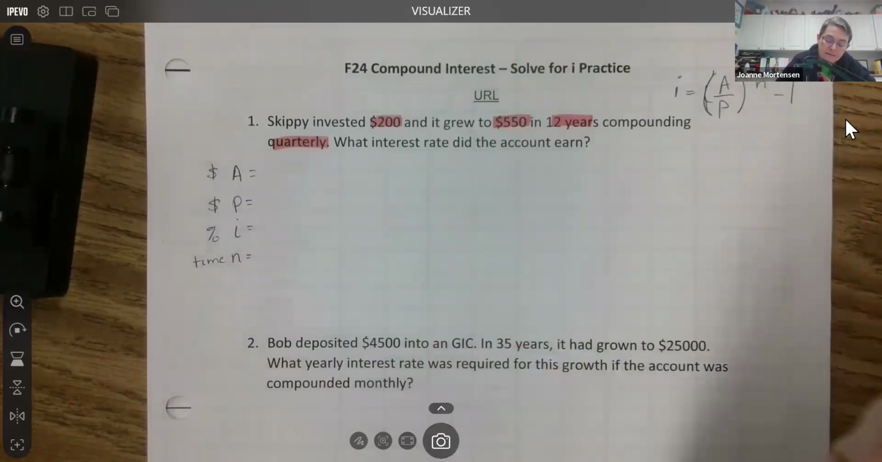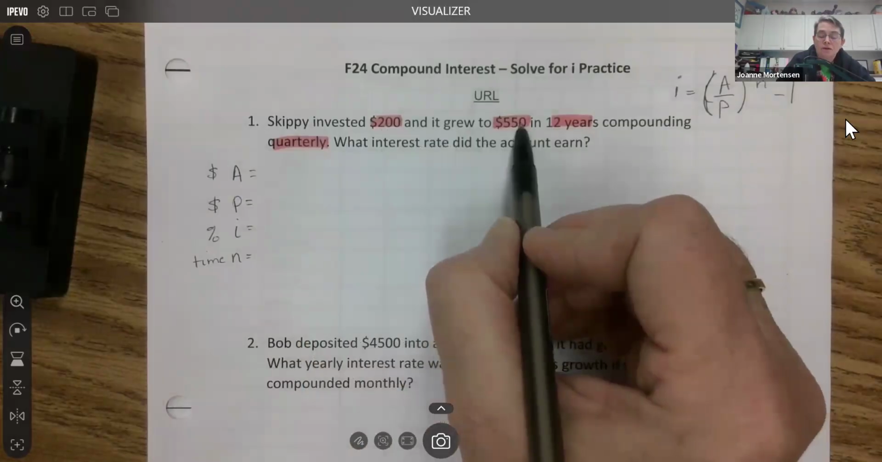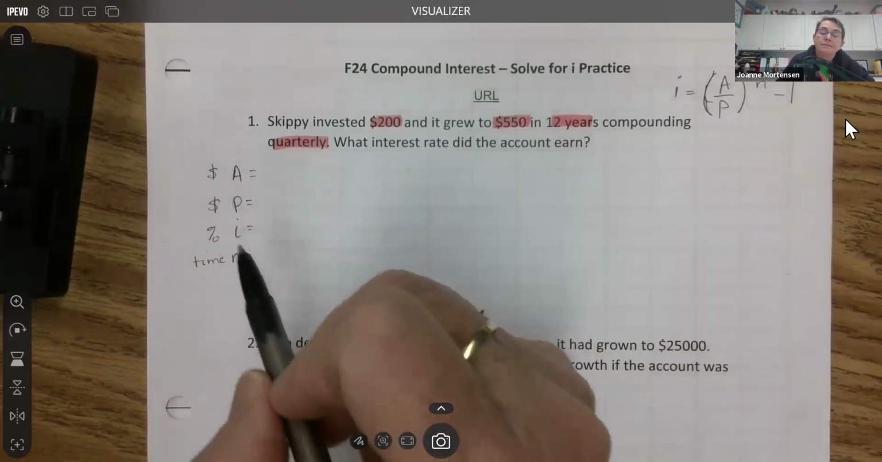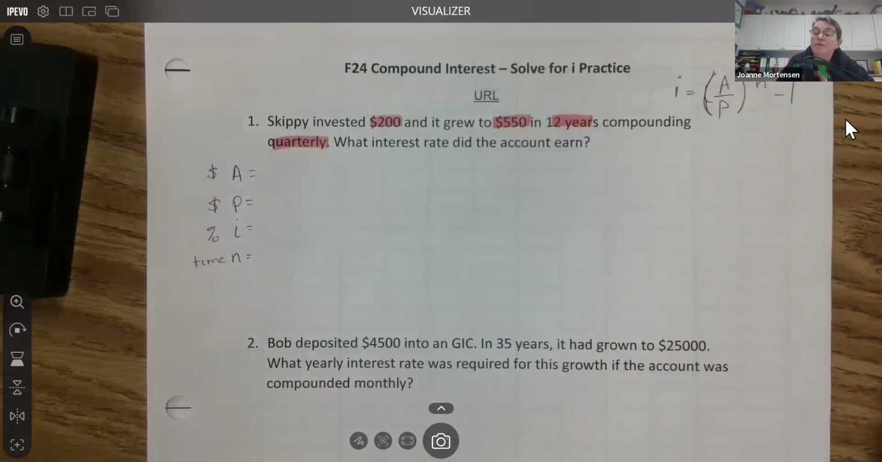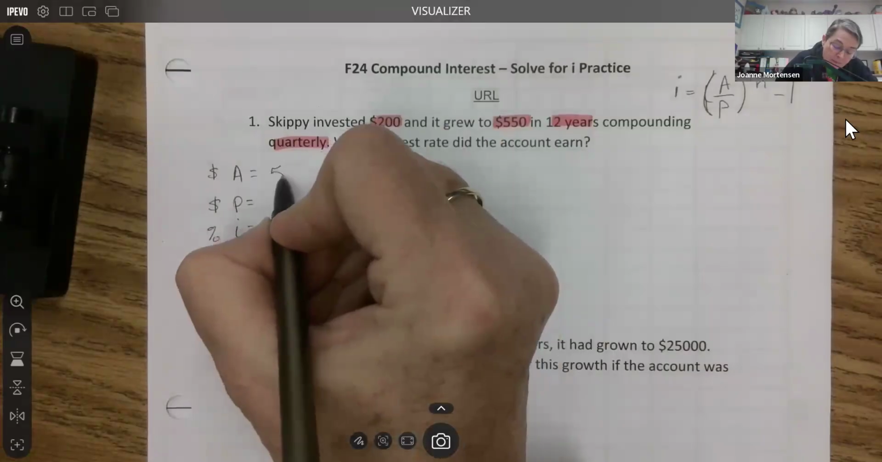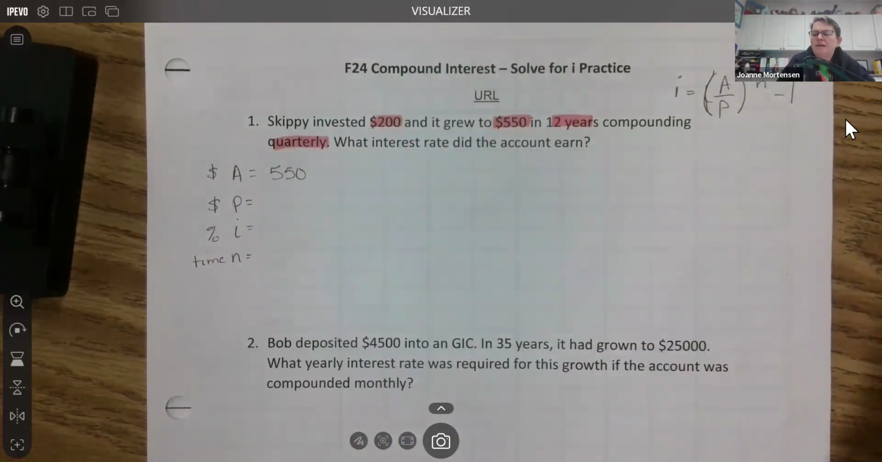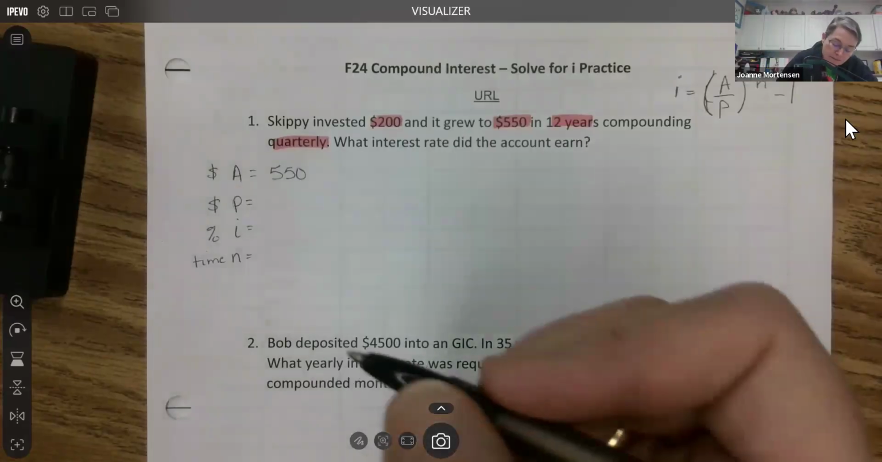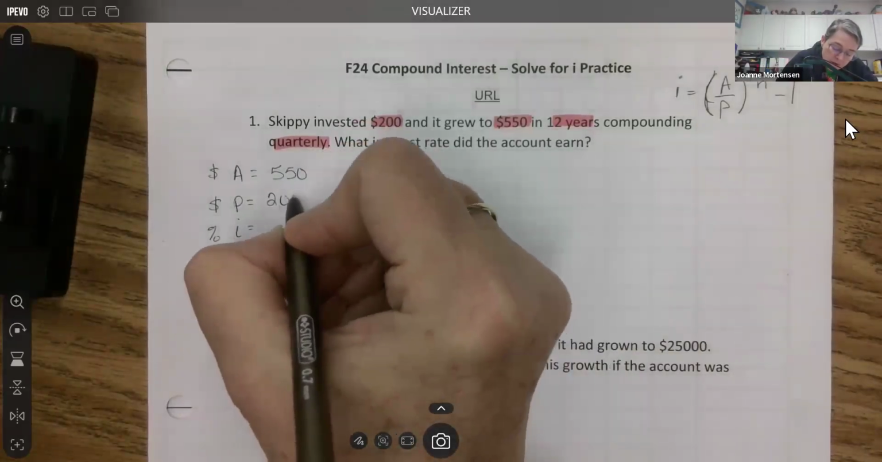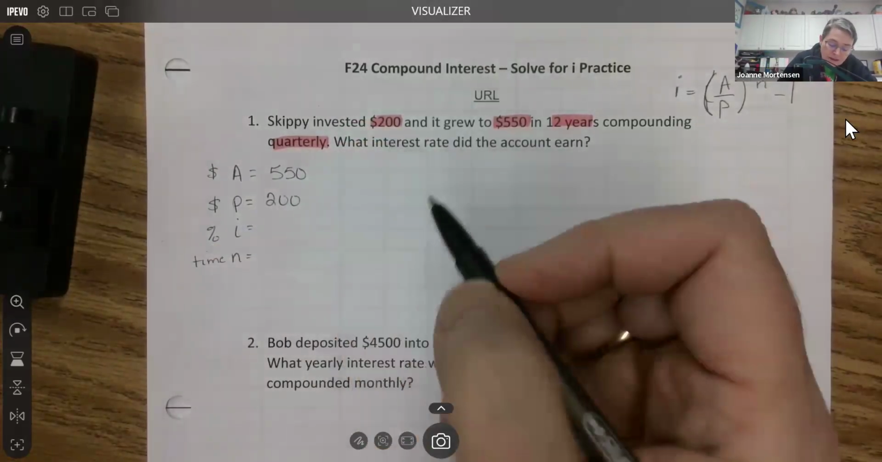So we've got two amounts in dollars. An A is a future value, but I prefer saying the amount at the end because that reminds me it's the amount at the end and it should be the bigger number. Besides, if you do it backwards, you'll just get some insane answer. 200 goes there. Now it says, what is my interest rate?